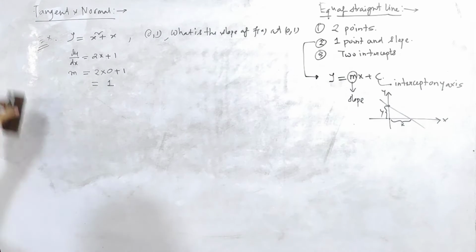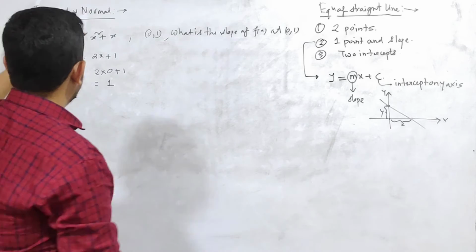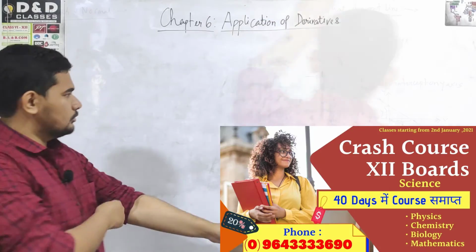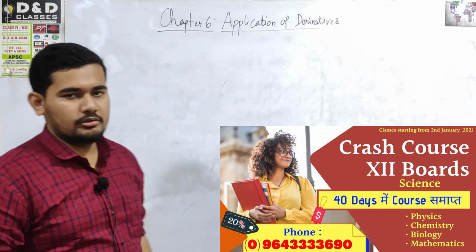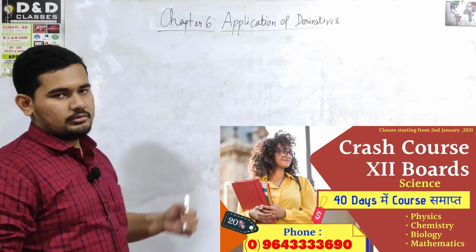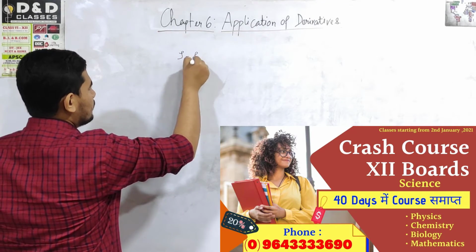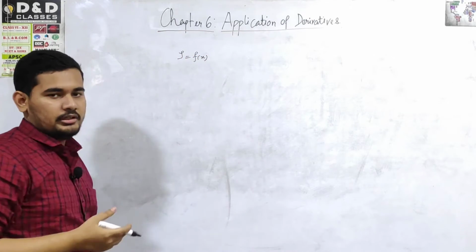Now we can learn the concept of tangent and normal and solve some problems also. Now we will see how to write the equation of a tangent and a normal for an arbitrary curve. So let's suppose y equal to f(x) is any arbitrary curve.